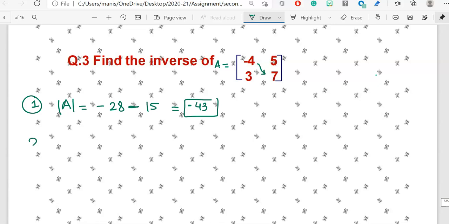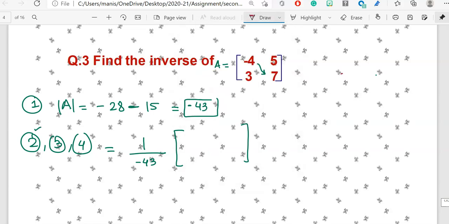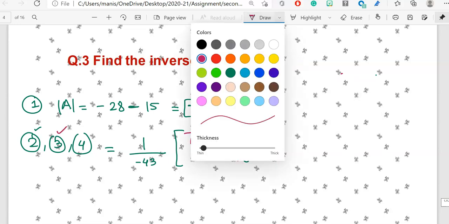Now what I'm doing is I'm doing step number 2, step number 3, and step number 4 at one time. Step number 2 says you will write it like this. Okay, that's the value of the determinant. Now step number 3 says you will change the position of these two numbers. Don't change the sign. Only this comes over here, this comes over here. Step number 3 gone. Now we are on step number 4.